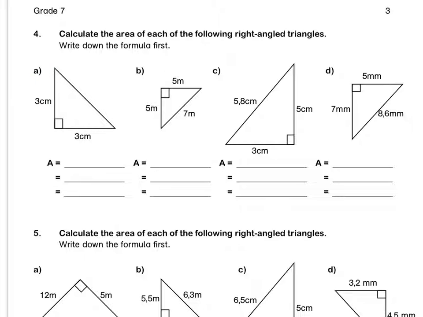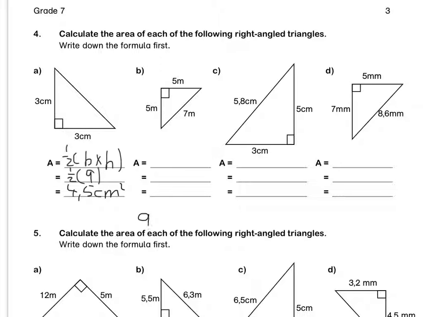Let's look at A. The area is half of its base times its height, which is half 3 times 3, which is 9. Now 9 is an odd number, so we're going to get a remainder. You can know intuitively that a half of 9 is 4,5, and our units are centimeters squared. Or, if you didn't know that, we can do a calculation.